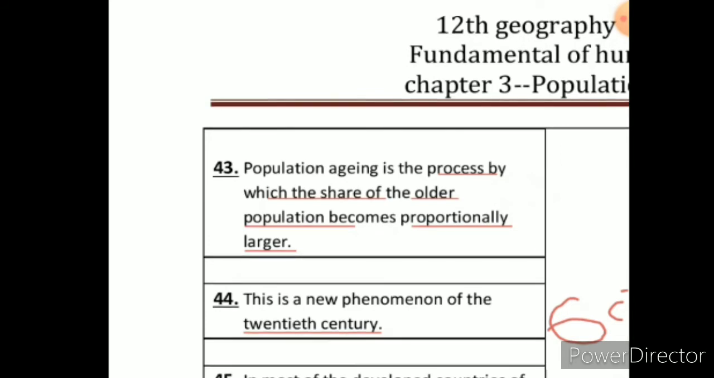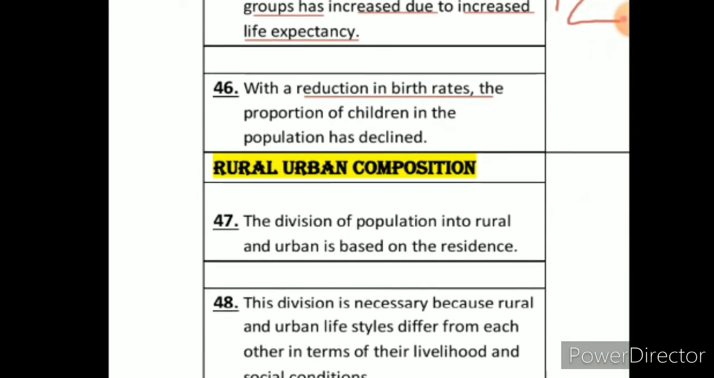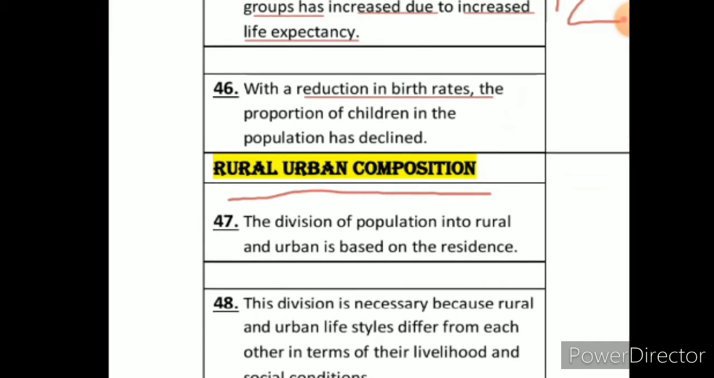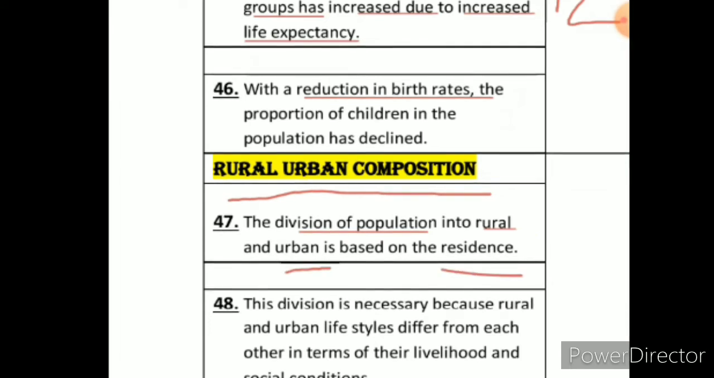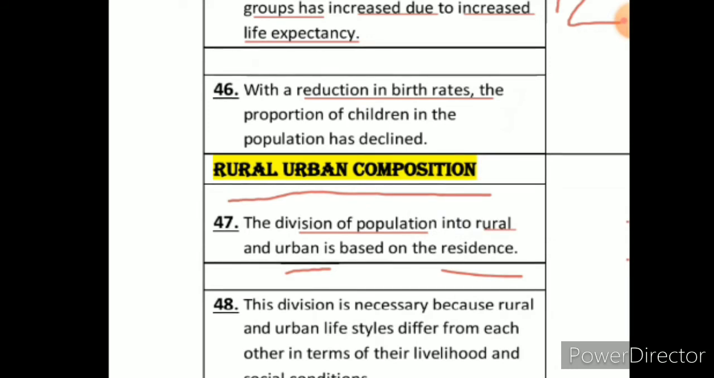Okay, now we'll take on a very important thing, occupation wise. We will see the composition, that's the rural urban composition. कितने लोग आपके rural area में रहते हैं, कितने लोग urban रहते हैं. So division of population into rural and urban is basically based on residence, where their residence is, कहाँ पे उनका घर है, ये residence कहाँ पे है उनका, right? So that's very very important. Okay, so residence is very important.